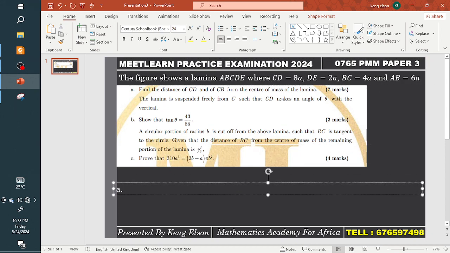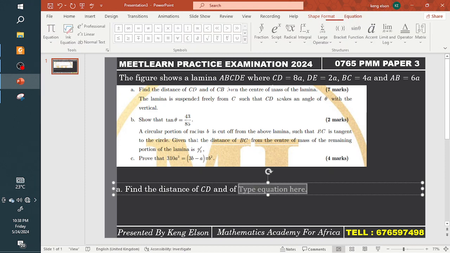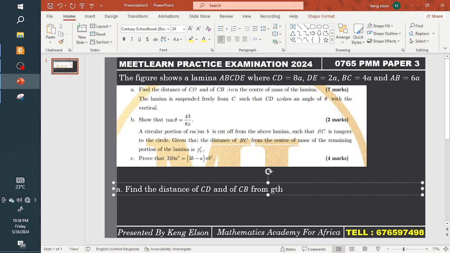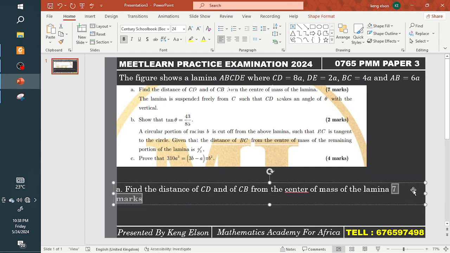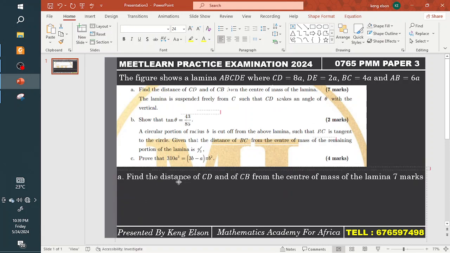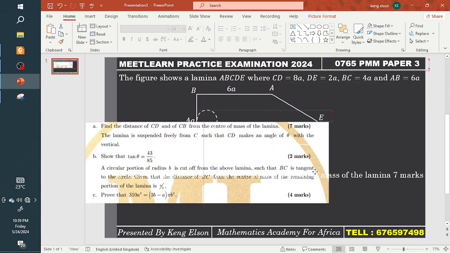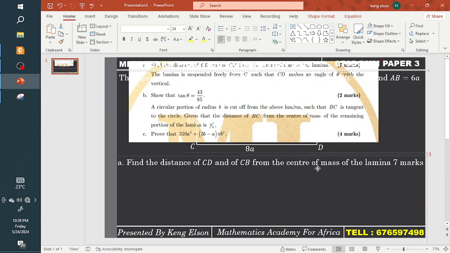Then I start. A. Find the distance of CD and of CB from the center of mass of the lamina. Forget about the marker location. If you can enter here, fine. While it's not entering, if I increase this, okay, it enters. If you put it in bold, it will not enter. So I'll just remove the boldness, right? Then I place it there. I think it has to be below here, right?